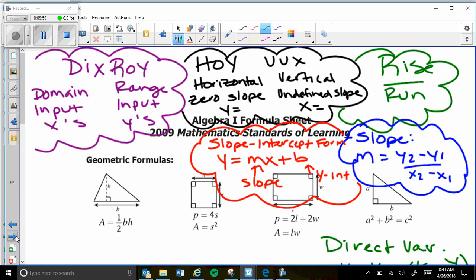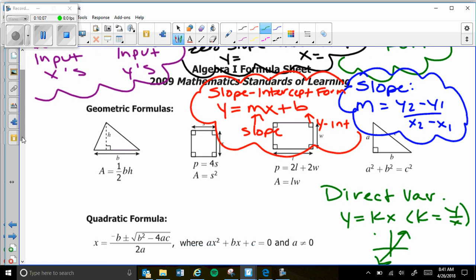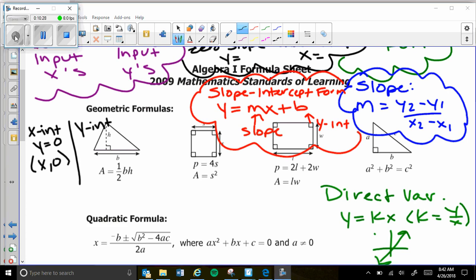Before we get to our you-dos, though, we have one more formula to add to our formula sheet about x and y intercepts. So we have x-intercept, which is y equals 0, and the ordered pair is x comma 0. So all that means is we set the y equal to 0 and solve for x. And then we have the y-intercept. So for the y-intercept, x equals 0. So we set x equal to 0 in our equation, and we write our ordered pair as 0 comma y.